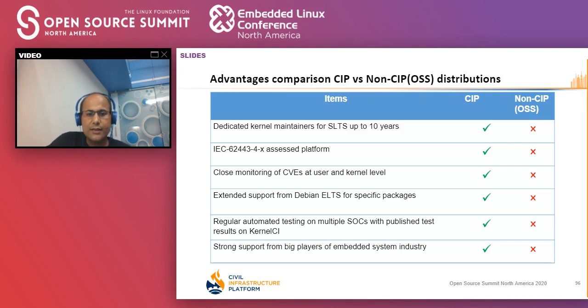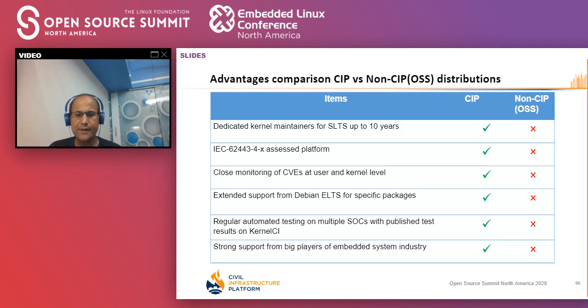And the third one is close monitoring of CVEs at user and kernel level. Here you can see that in CIP kernel it is already in place, and for CIP core we are currently investigating. It's not that this is unavailable in other distributions, but here we have dedicated support, and the most important thing is that the support lasts up to 10 years.